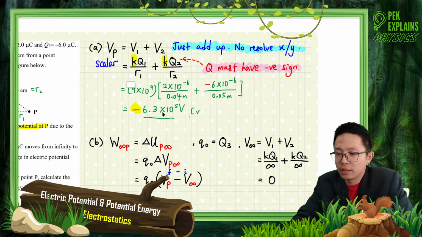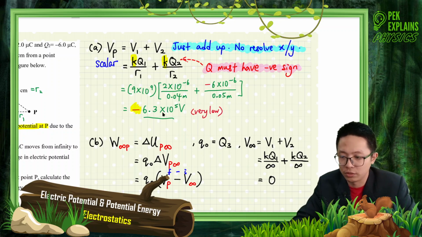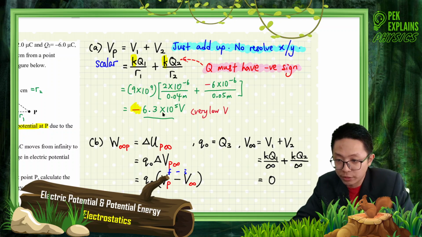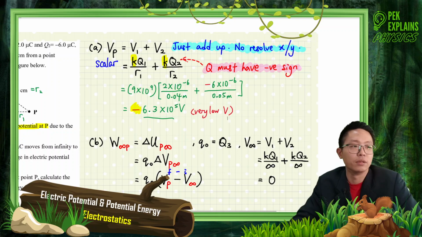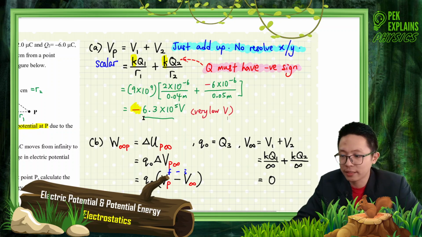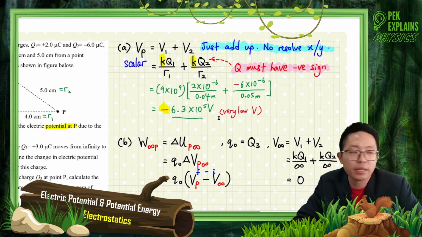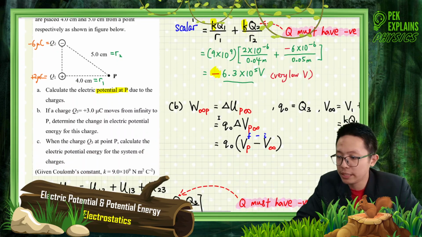Very low potential. Very negative, very low potential. The negative sign here means very low potential. Okay. So now let's continue.